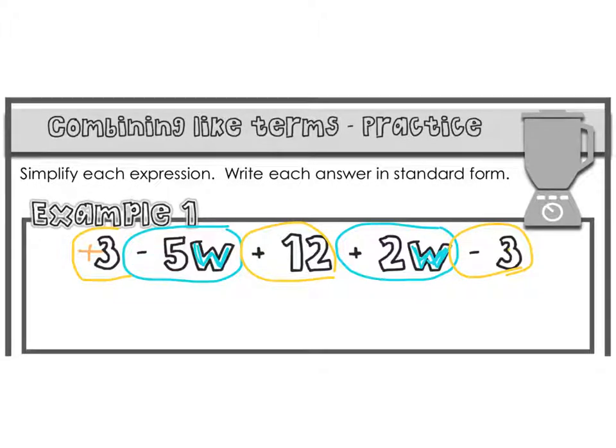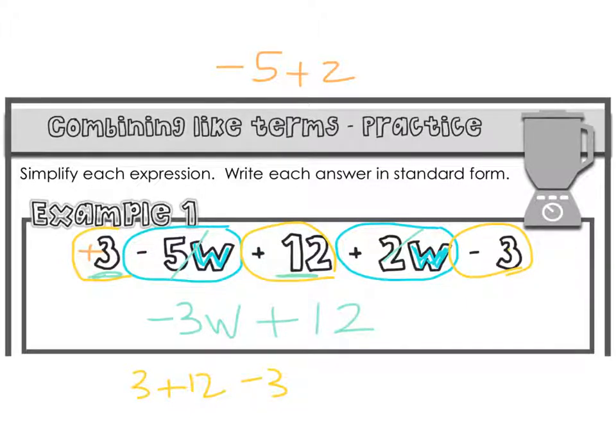Okay, so negative 5 plus 2 is going to be negative 3w. That's put together. And then we'll do our constants. So in yellow we have 3 plus 12 minus 3. That's 15 minus 3, which is a positive 12 or plus 12. And that would be our final answer.